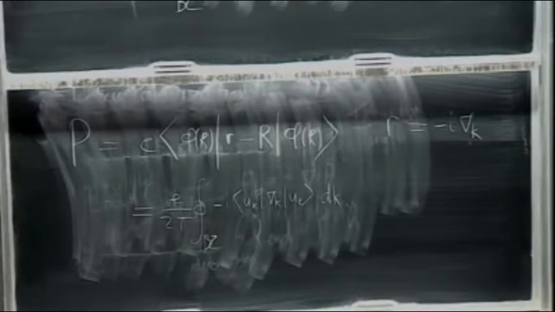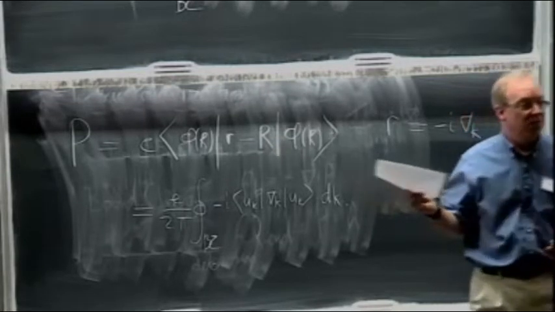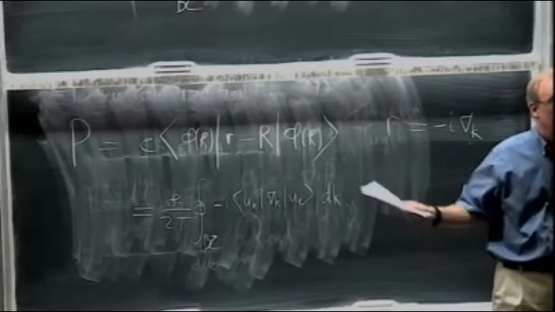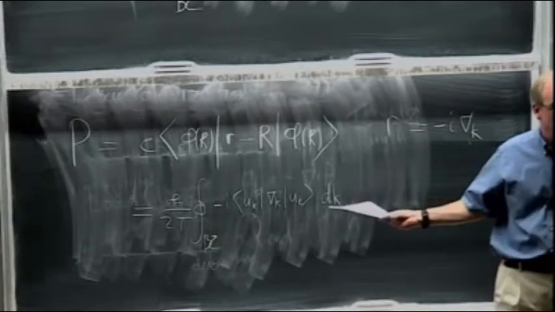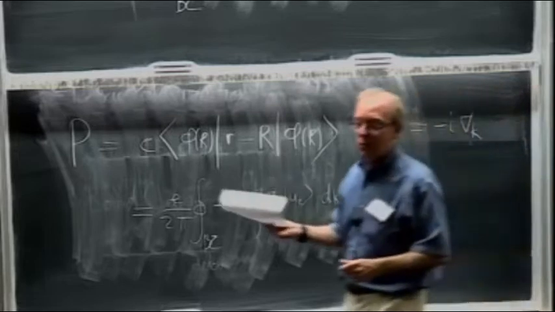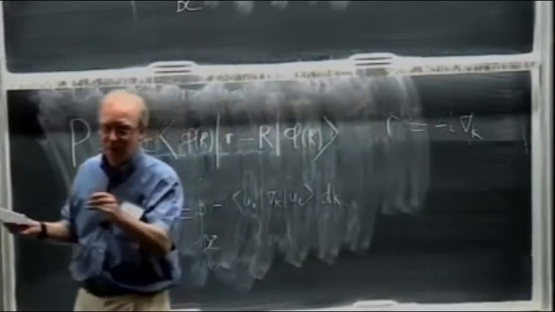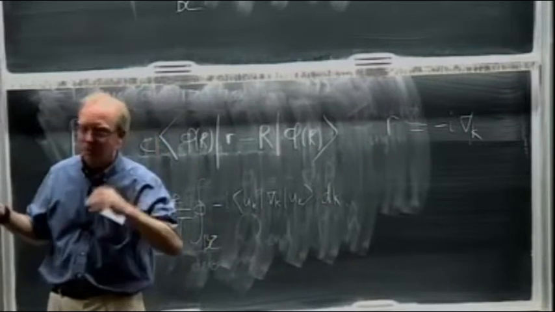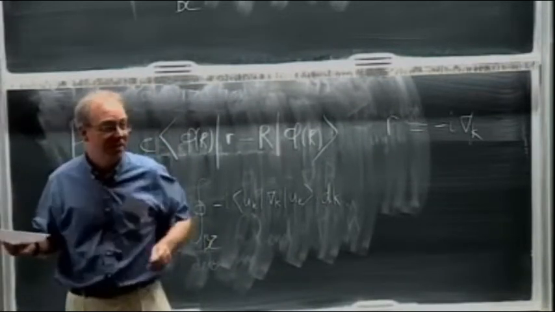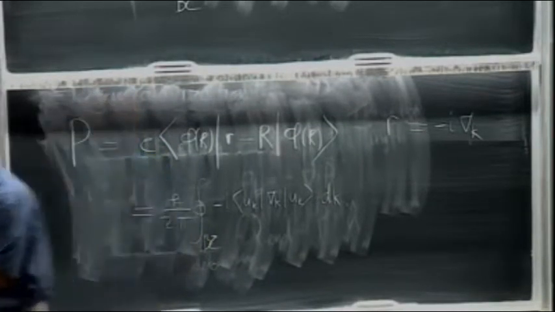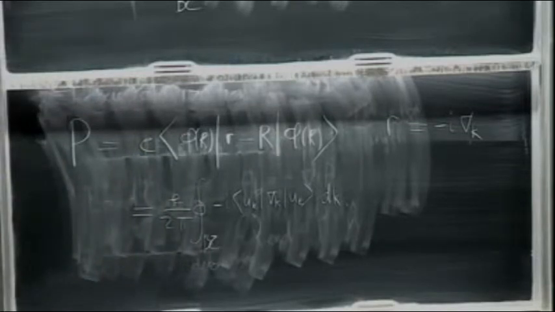Okay. Any questions? I have 15 minutes. What I want to do next is introduce the simplest model system in which one can see this at work, and this will be where the two-level system fits into this story. So this model system is called the Su-Schrieffer-Heeger model.